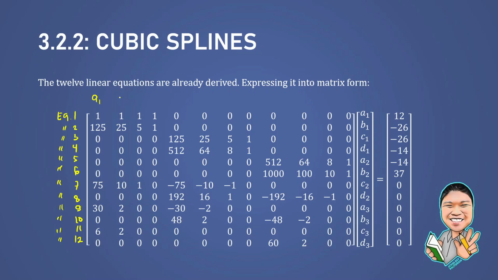So, tapos dito, A1, B1, C1, D1, A2, B2, C2, D2, A3, B3, C3, D3. So, tama ba? Kasi 'di ba yung equation 1 natin is A1 plus B1 plus C1 plus D1 equals 12. Yung second equation is 125A1 plus 25B1 plus 5C1 plus D1 equals negative 26. So, inayos ko lang into matrix representation para naman mas magandang tingnan. So, hindi ko na rin naman kayo ina-expect na isosolve nyo to manually kasi yun pa yung mas matagal na oras, yung pag-manual solution nitong 12 equations, 12 unknown.